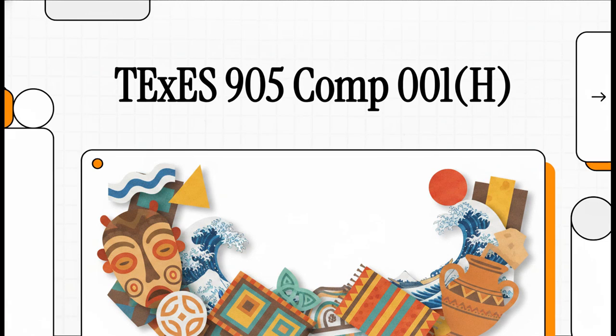Okay, let's just dive right into this explainer, shall we? Today, we're unpacking Competency 001H for the Visual Arts Teaching Exam. Now, if you're gearing up for the TKX's 905, you already know that the elements and principles of art are your bread and butter. But this specific descriptor asks us to take that knowledge a massive step further.